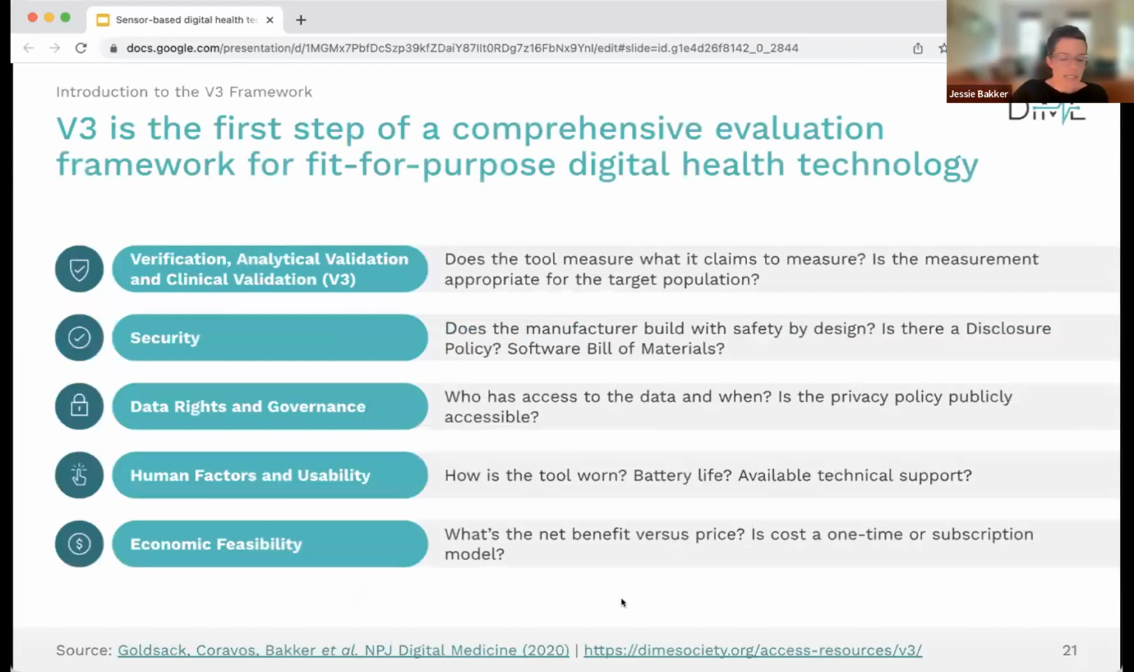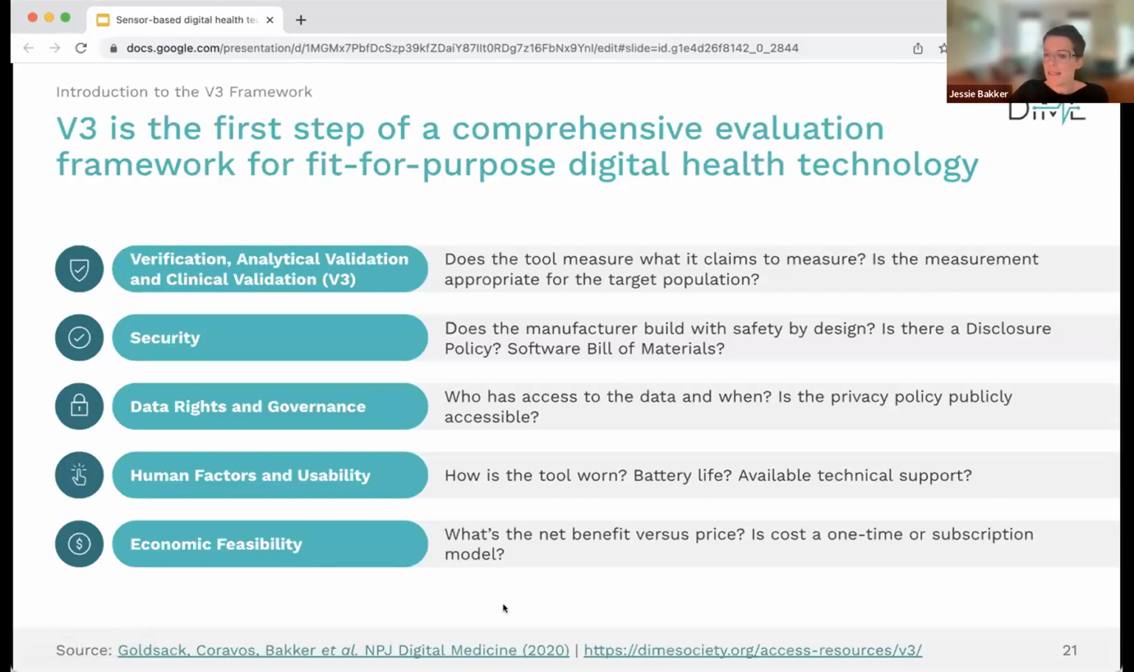All right, I'll close out this section and move into some sleep-focused examples. But just to emphasize before I do that, V3 is just one step with three components. And it's the first step of a much more comprehensive evaluation. So, for example, it is also important to think about things like security, data rights and governance, human factors and usability of a tool, and of course, the economic feasibility of implementing a particular tool that you might have in mind.